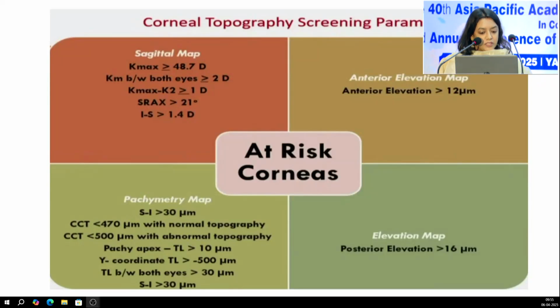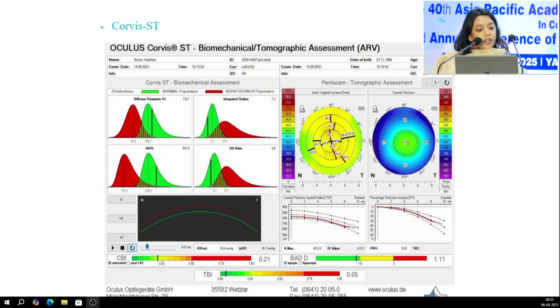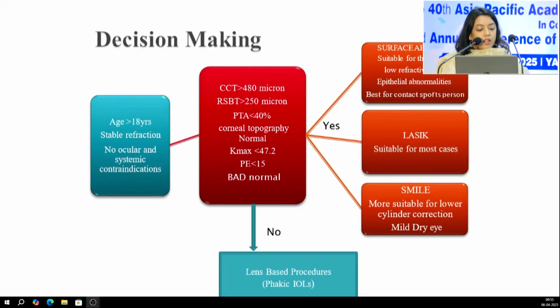Corneal biomechanics is very important in the form of CBI and TBI, Corvis Biomechanical Index or TBI. These should lie in the green zone so that the corneal biomechanics is maintained even after corneal-based refractive surgery.